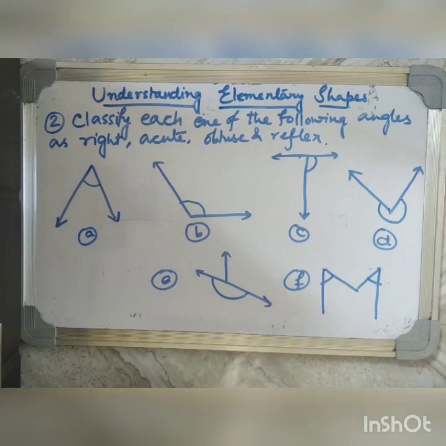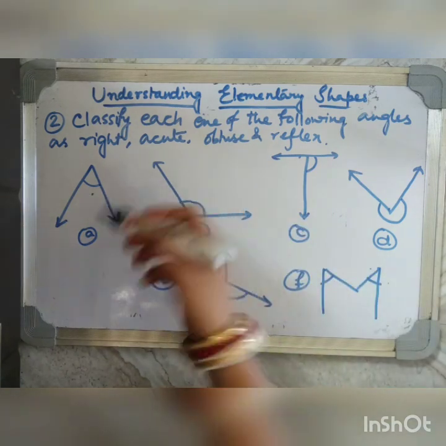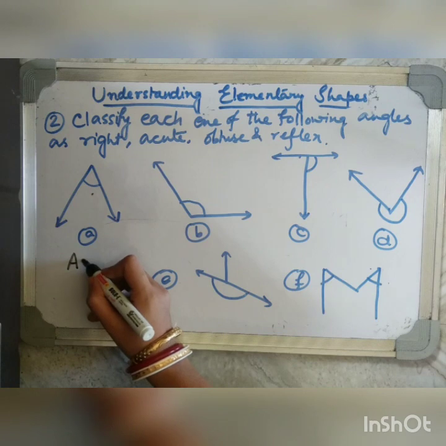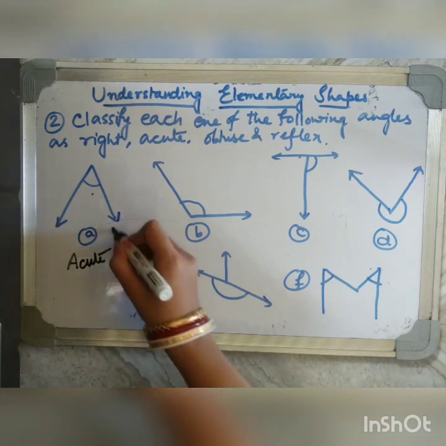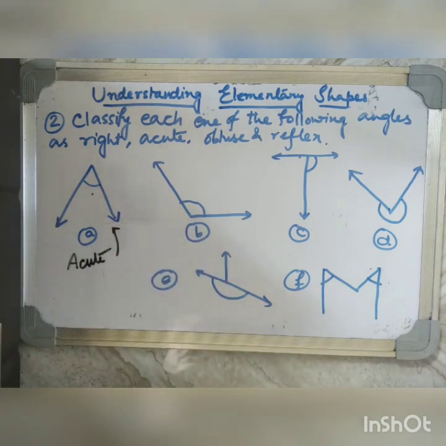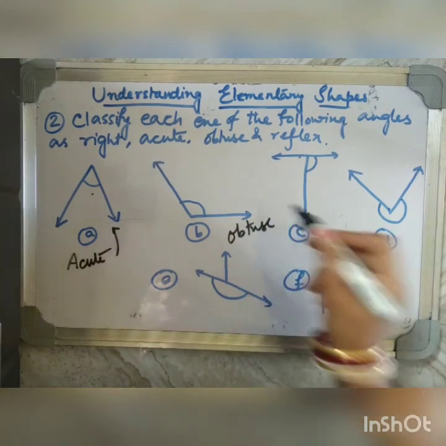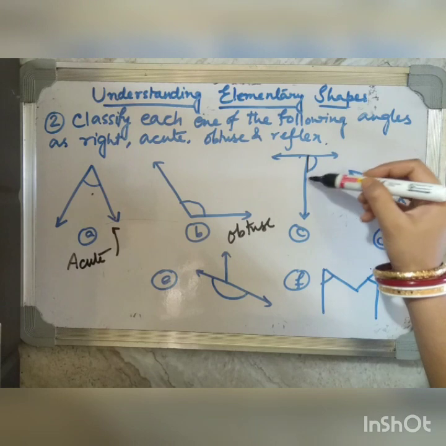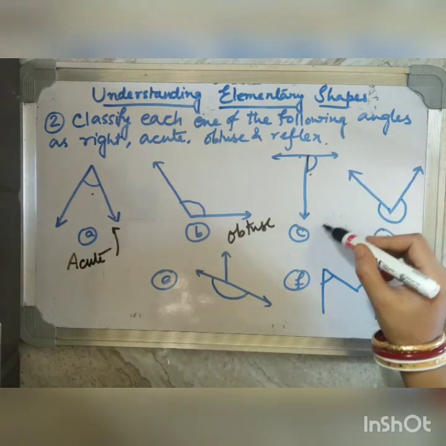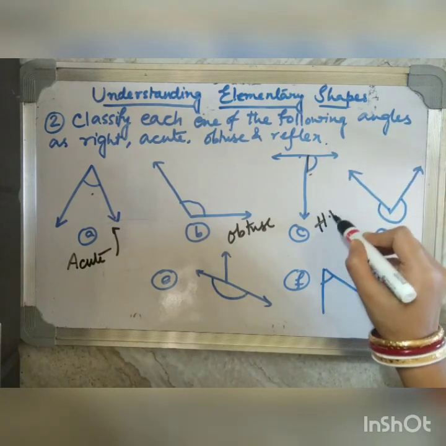Now here also in this question it is written, classify each one of the following angles as right angle, acute angle, obtuse angle and reflex angle. Now this one, obviously we can easily understand that this one is an acute angle. Okay. This one, obviously this is an obtuse angle. Very easy to understand this. This one, obviously you will say this. This will be your homework.